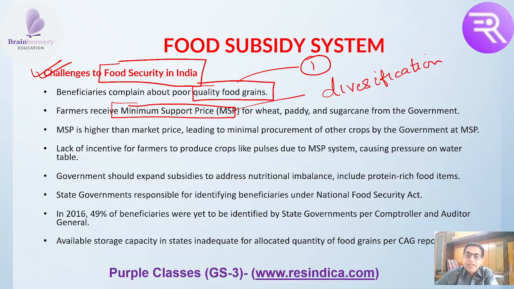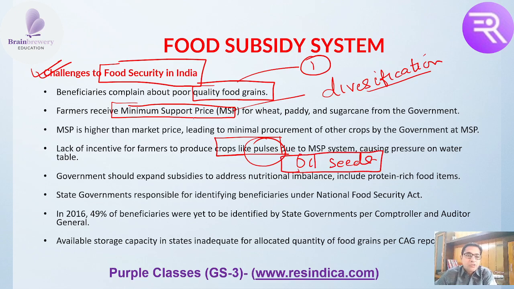Okay, so there is a lack of incentive for farmers to produce crops like pulses. There are a huge number of issues with pulses and oilseeds, and the government is not providing due support to them. That is why farmers are producing much more rice, wheat and other crops where they get a good MSP. Because of that, other crops like pulses get ignored.